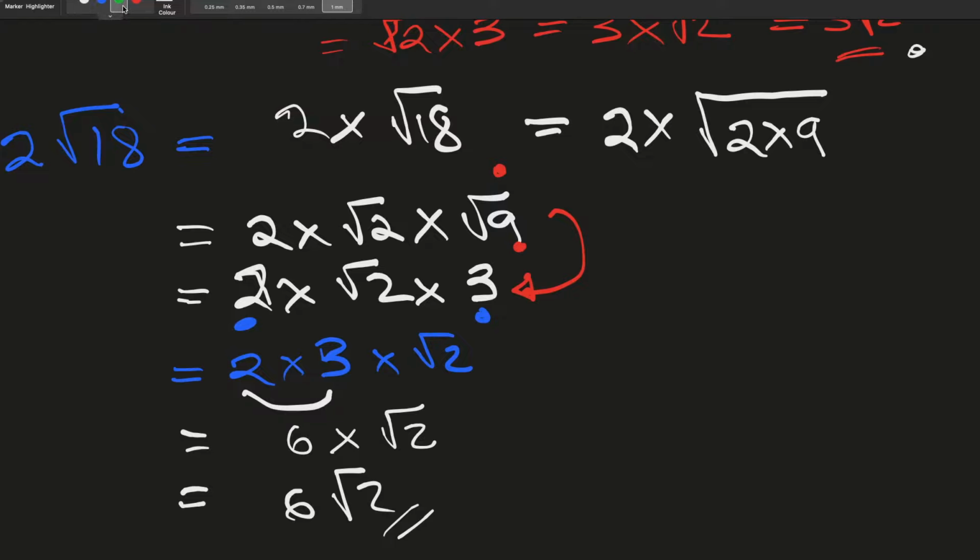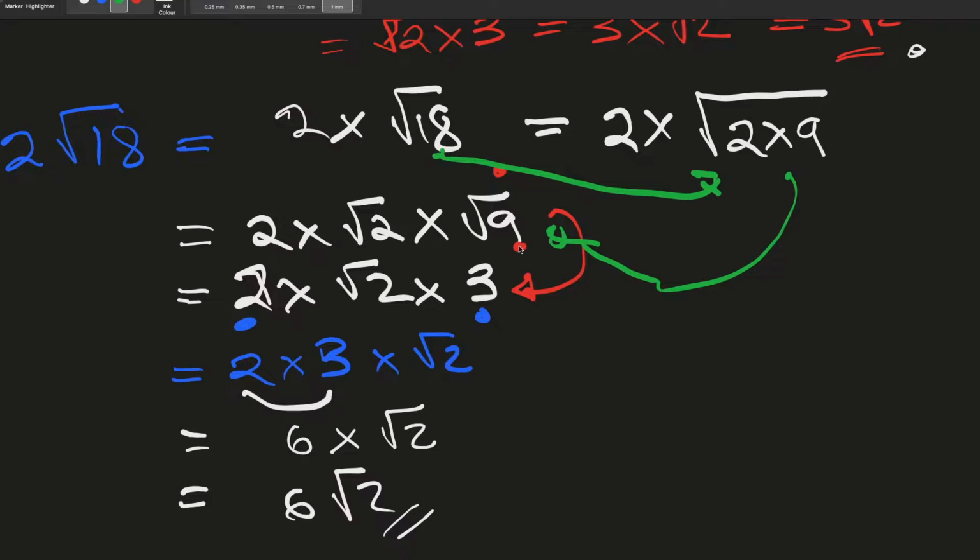We are given root 18. So what we did was we said root 18 is root 2 times root 9. So we said 2 times this, expansion of this. That became root 2 times root 9. Okay? Then we put them together. After that, we expanded this to this, and we say this now becomes root 2 times root 9.